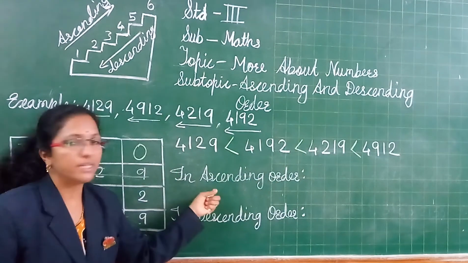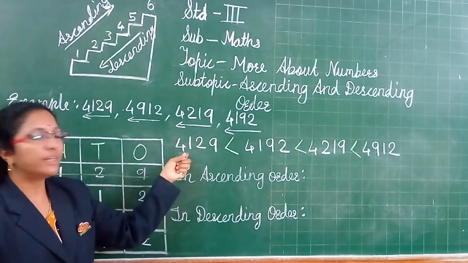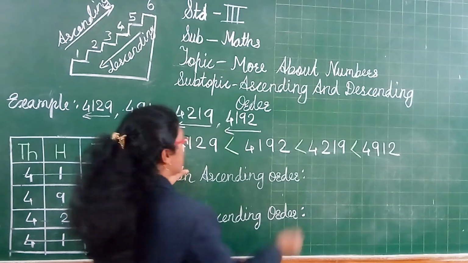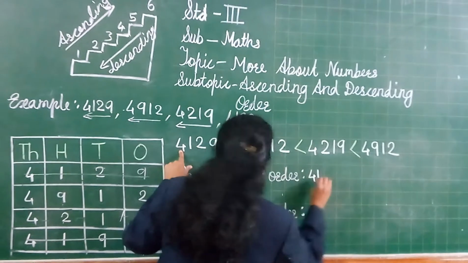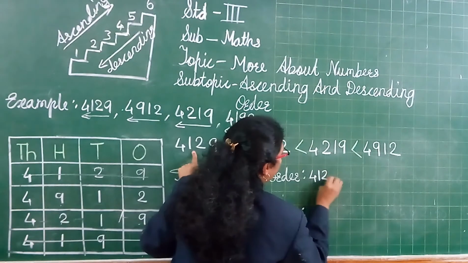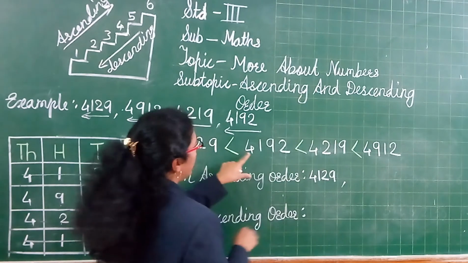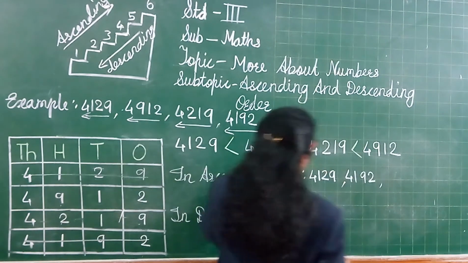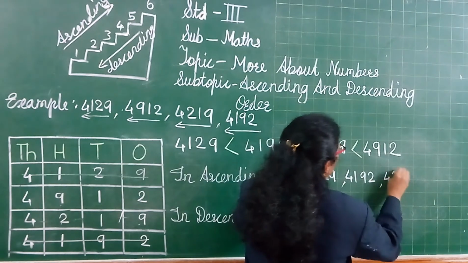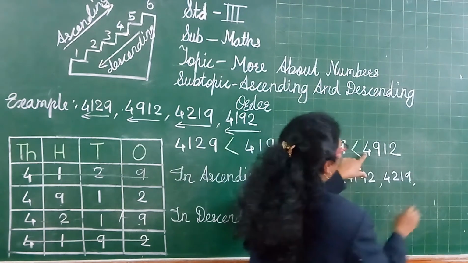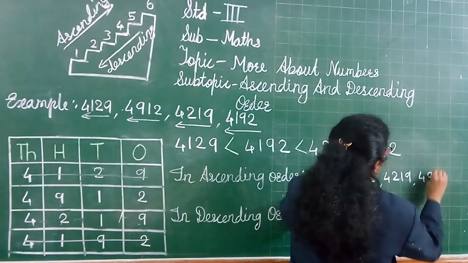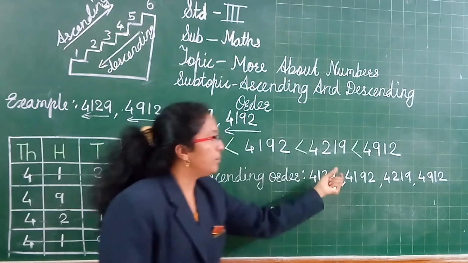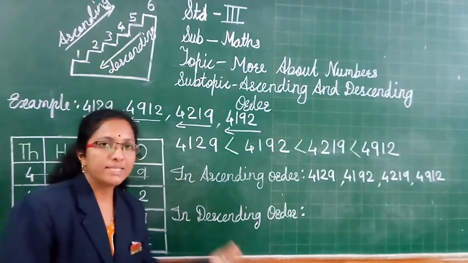So we write in ascending order. How? First we write ascending, which means smallest to the biggest. So first we write the smallest number, 4,129, then 4,192, then 4,219, and the last one is 4,912. Okay. Now these whole numbers we are arranging in descending order.